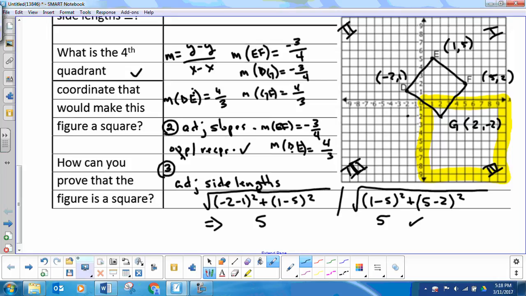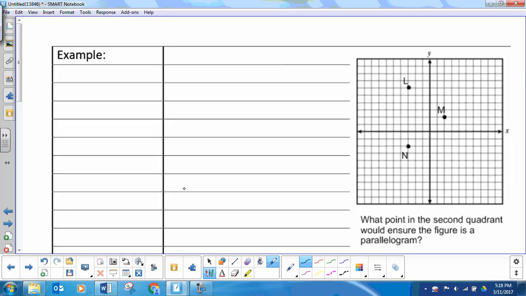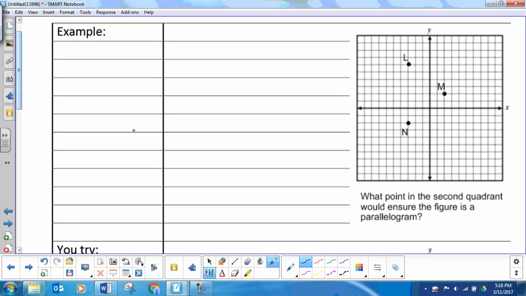All right, so we're going to go to the back of the page now. And we have another example. It's kind of similar. We are going to confirm what point in the second quadrant would ensure the figure is a parallelogram. In addition to confirming a parallelogram, we're also going to do what we just did.